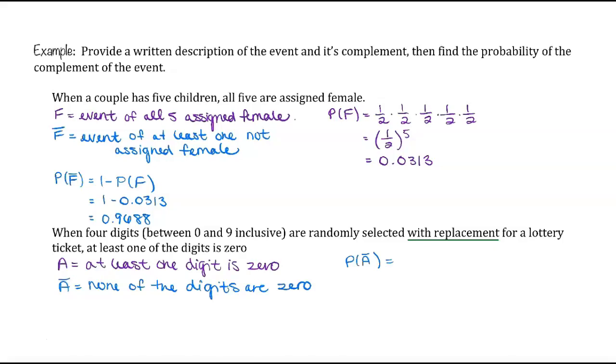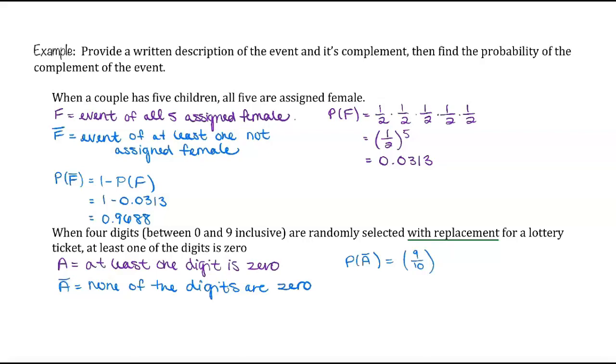What's the probability of the first selected digit not being 0? We have 10 choices in total, from 0 to 9 inclusive, and 9 of those are non-zero. So the probability of the first digit not being a 0 is 9 divided by 10. And we have that same probability for each of the 4 digits.